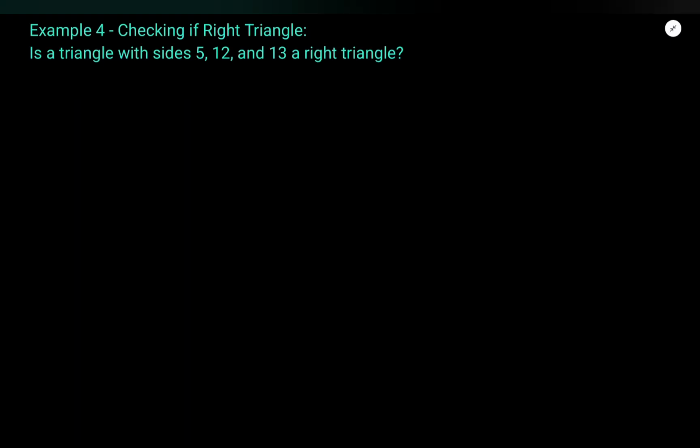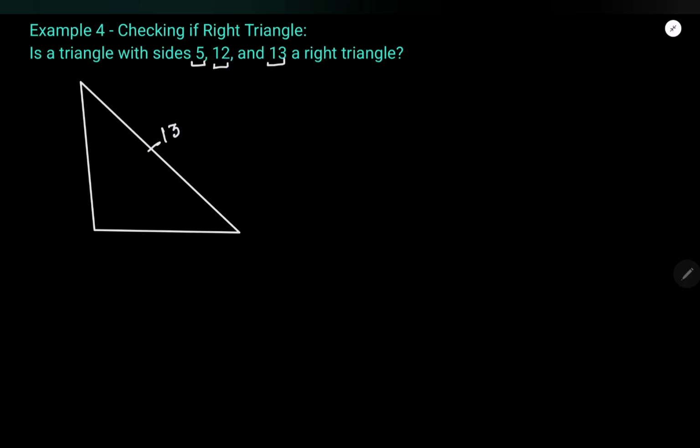Now what does this question say? This says check if this is a right angle triangle. Let us draw the triangle first. This is the triangle. Now they are saying 5, 12 and 13. So longest side is hypotenuse, right? So this is 13. Suppose I say this is 5 and this is 12.